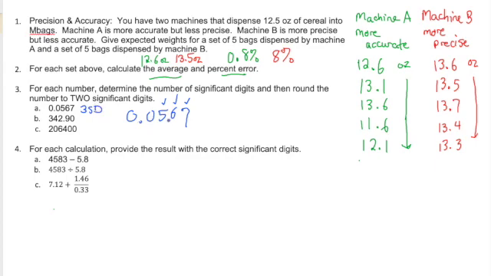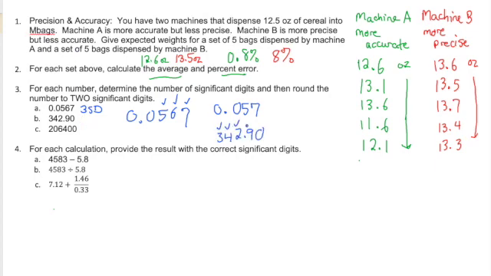Now we want to round it to 2. So we just want to keep this one and this one. This one we're going to get rid of. Since it's large, we're going to bump up the 6 and make it a 7. So we're going to round that to 0.057.